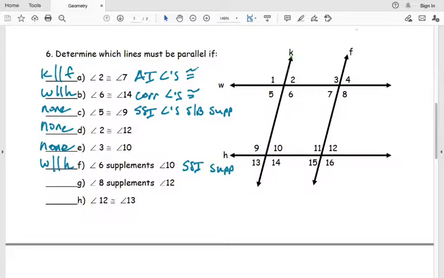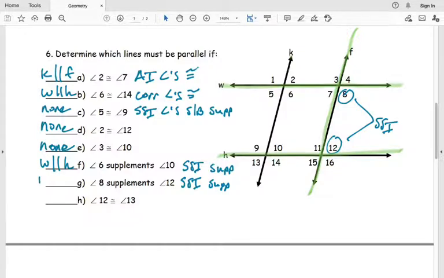Okay, now we've got that angle 8 supplements angle 12. And those angles are formed by lines W and H and this transversal F. So they definitely have a relationship with each other. They're same side interior angles, so they should be supplementary. So again, we know something because same side interior angles are supplementary, and what we know is that W again is parallel to H.